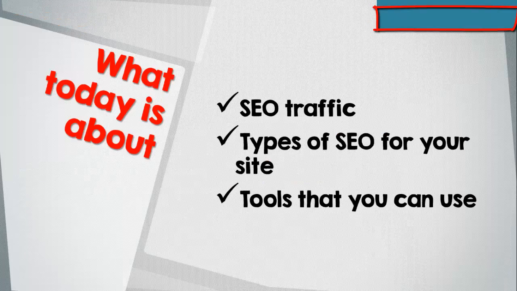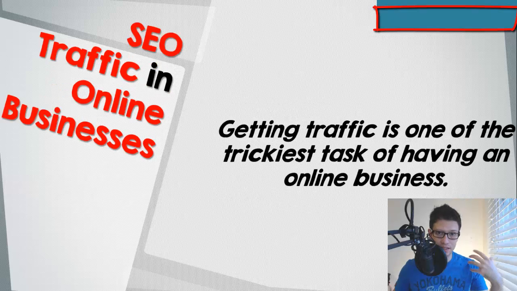Today's episode is divided into 3 main sections. The very first one, I'm going to explain what SEO traffic is and what it means, how a search engine works, the types of SEO for your site that you need to care about, and also different tools that you can use to help your website be discoverable, and all these kinds of things with SEO. So let's dig right in.